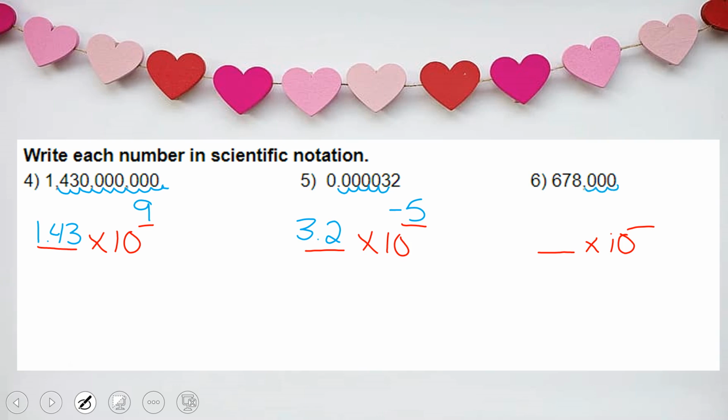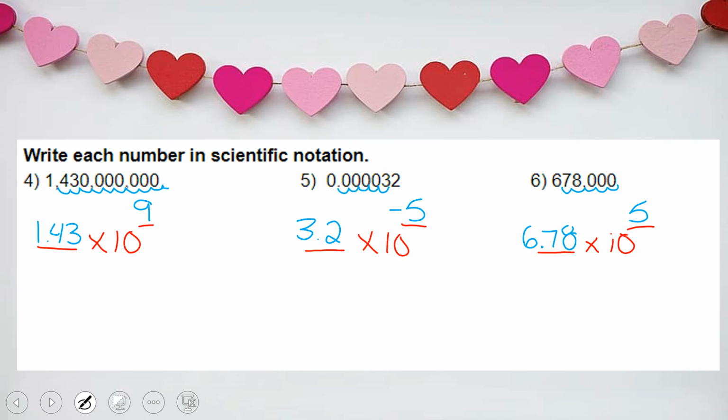If I move my decimal in on this one, I'm going to end up at 6.78. And then how many places did I move it? I had to move it 5 places. But this ends up staying a positive 5 because in standard form, this was a pretty large number. I didn't create a small number, which would make the exponent negative.